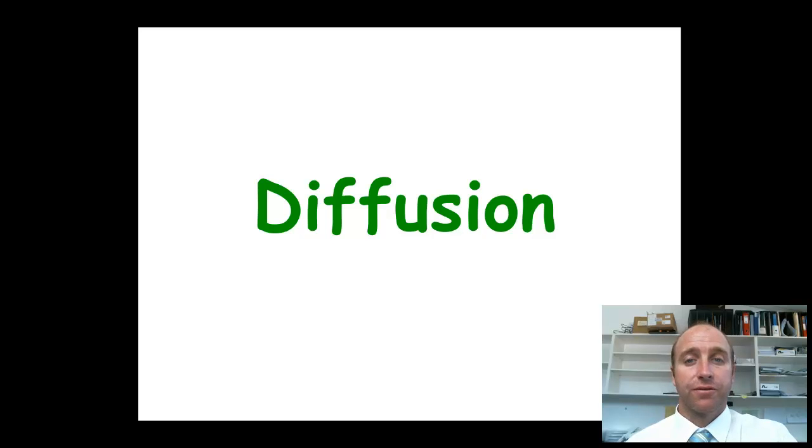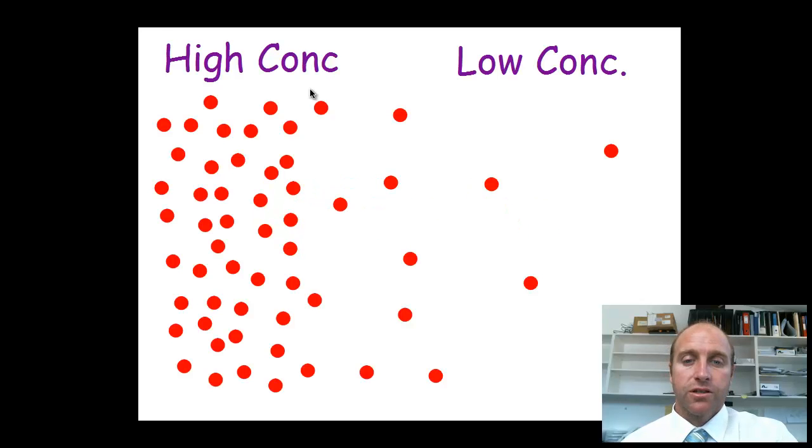Okay guys, let's have a bit of a look at diffusion here. Now diffusion is one way that substances can move through solutions, but it's also a way that substances can move across membranes. So here's an example in a solution, and we can see the molecules down this end here are highly concentrated. There's lots of them, and they're low concentration down this end.